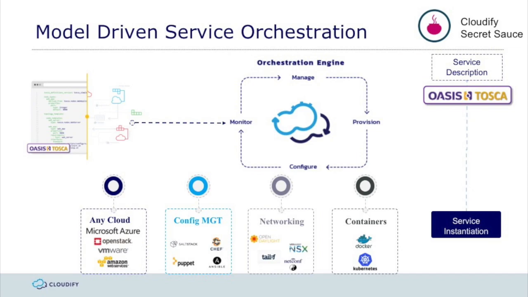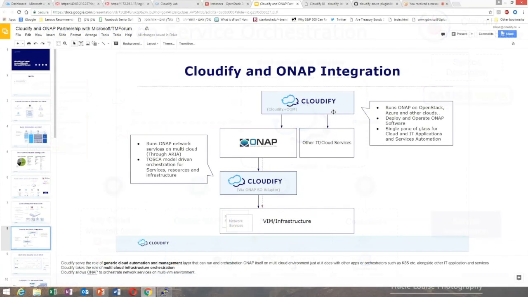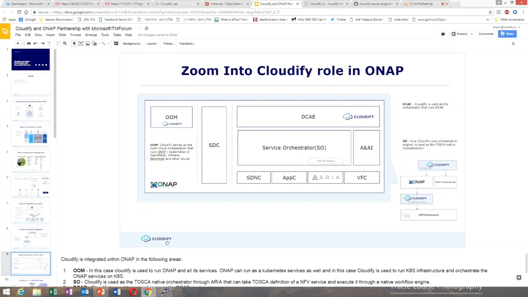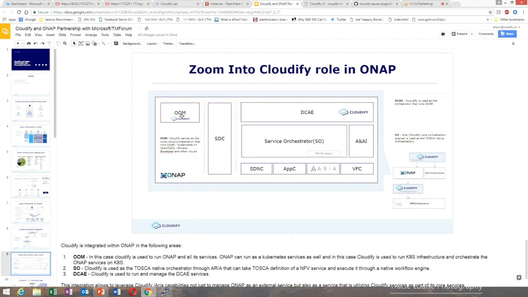So now if I go to ONAP, actually, Cloudify onboards ONAP, and we are part of the OOM. So if we go here, that's the OOM. Cloudify is part of the OOM to onboard ONAP. Cloudify also onboards parts of ONAP on VMs like the DCAE, etc. And Cloudify is part of the service orchestrator.